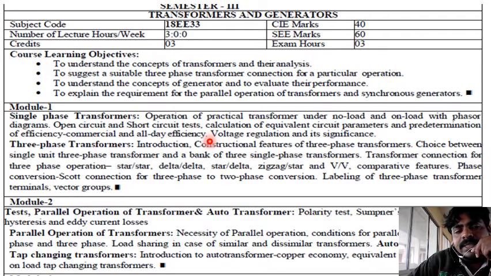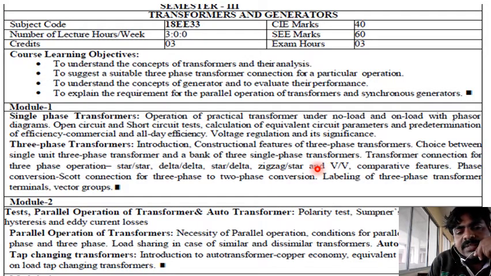And the second part consists of 3-phase transformers. Again you are going to study an introduction to the 3-phase transformer, its constructional features, and the choices, that is single unit 3-phase transformers and banks of 3-phase transformers. Some transformer connections you are going to study, that is star to star, delta to delta, star delta, zigzag star, and V to A connection and its features.